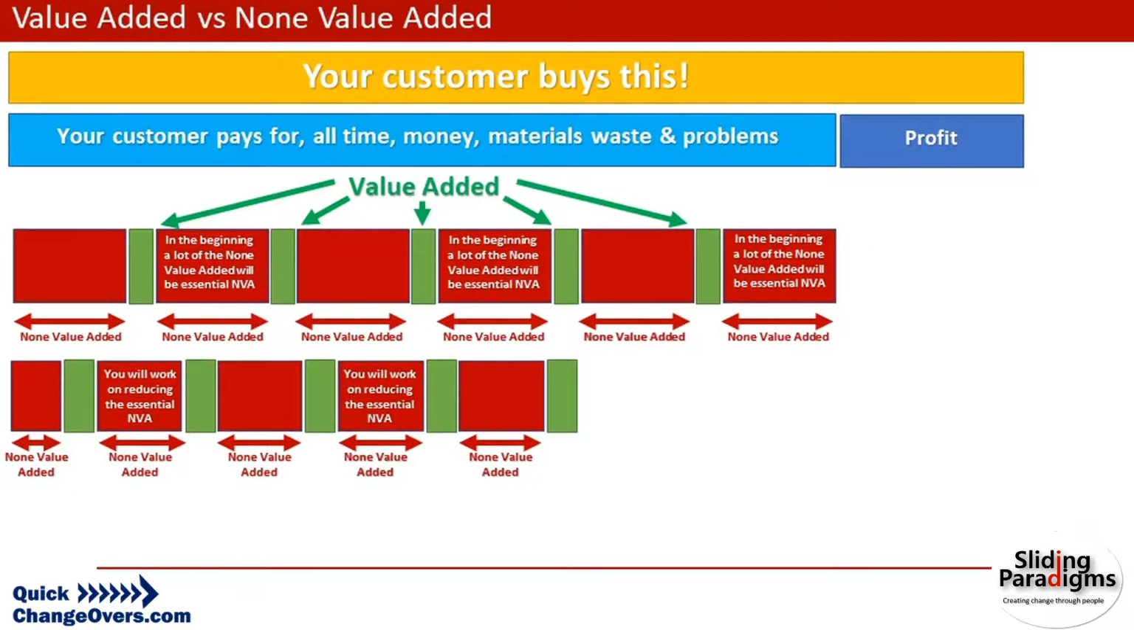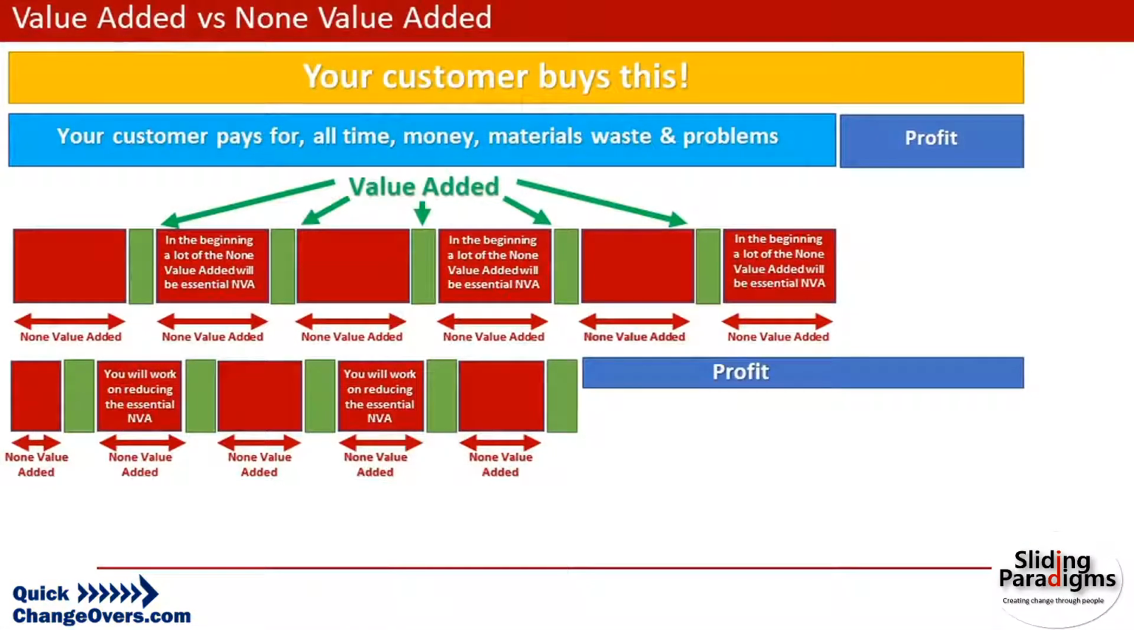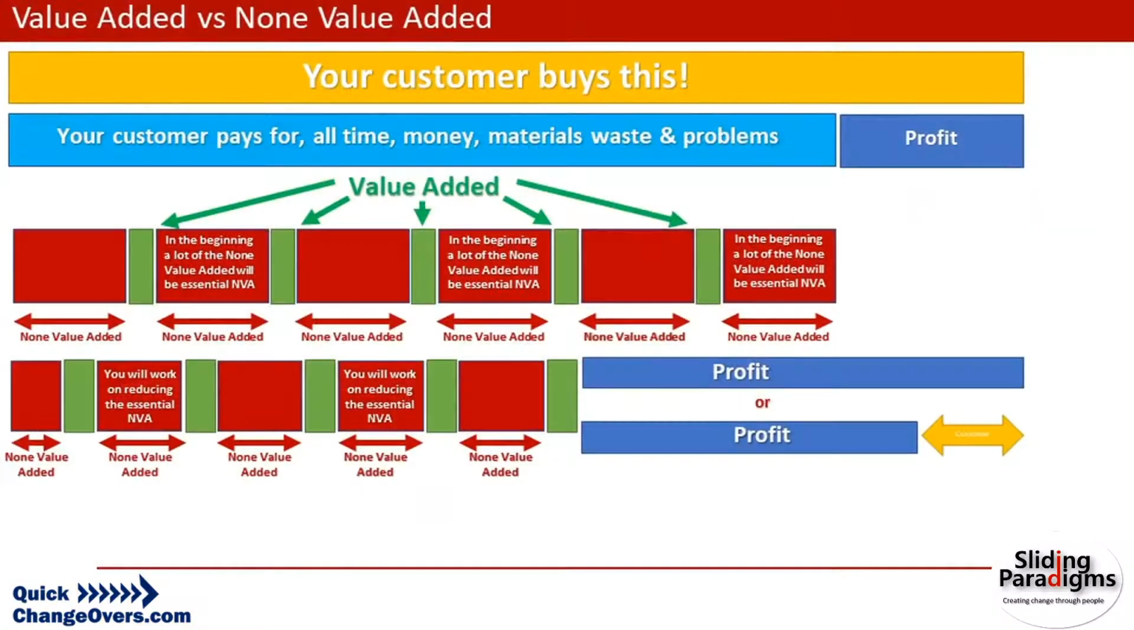So what do you do when you take all this waste out of the business? Well, you have multiple choices. One choice is simply take it all as profit. So your profits increase in a big way because you've taken all this waste out. Another option is that you take extra profits, but you give some of it to your customer as a cheaper price. Therefore, you make your customer happy.